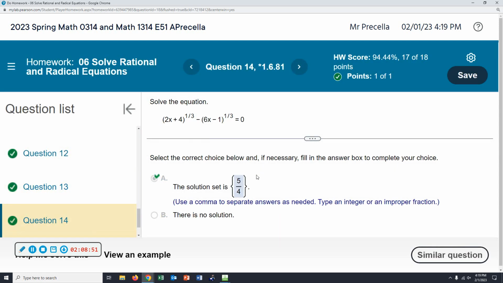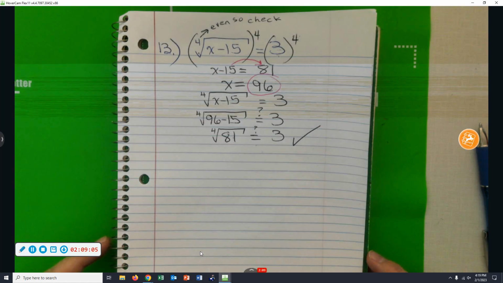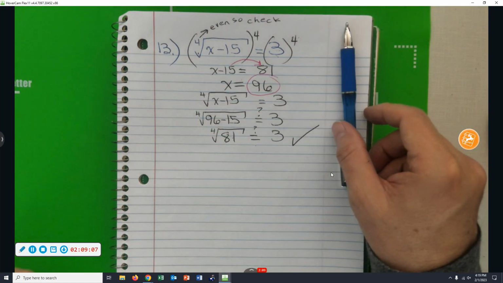We got it done. We've worked every one of those. We didn't do number 15 because this isn't new material. This is quadratic formula. Go back to the notes for one moment.